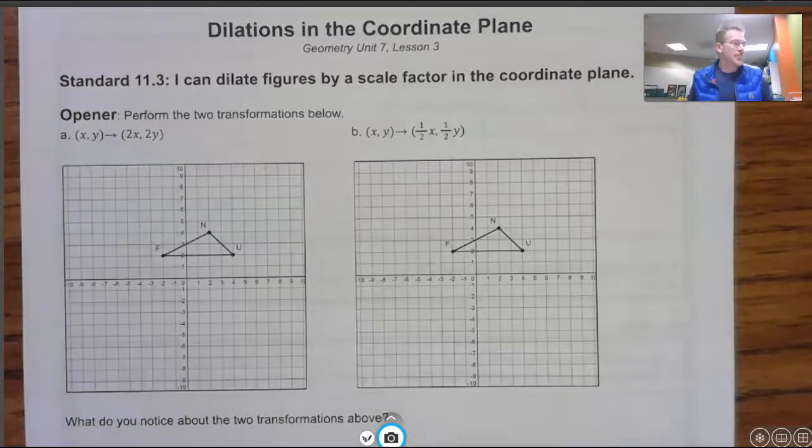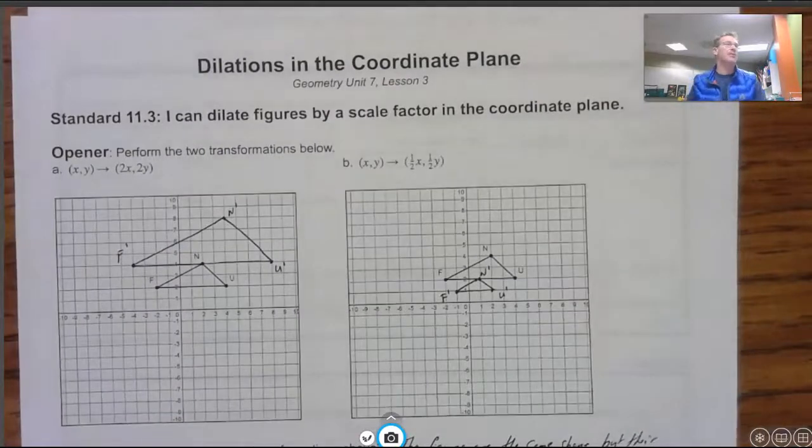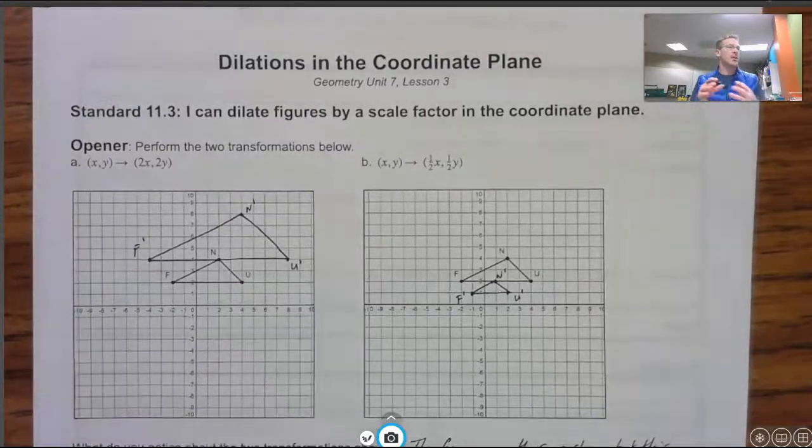Now I'm going to show you my work for these. When you look at these, notice how these are different than the prior transformations we have performed in a coordinate plane. Everything we've done so far with reflections and translations were what we called isometries. They preserved shape and size. Notice what happened in both of these problems for the opener: the shape was preserved, but not the size.